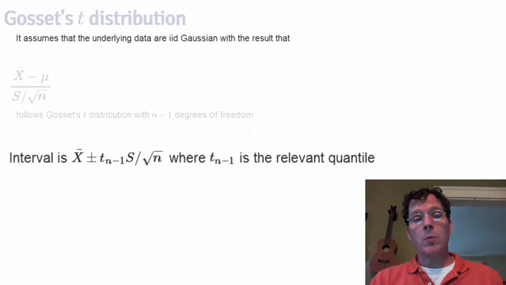Our interval winds up to be x bar plus or minus the t-quantile with the degrees of freedom n minus 1 times the estimated standard error. We'll go through some examples, and I hope you'll get the hang of it.